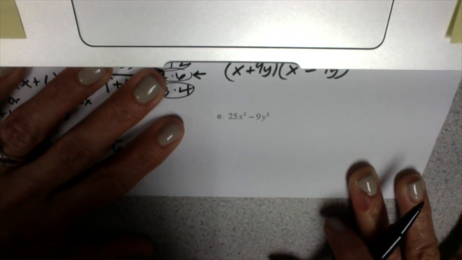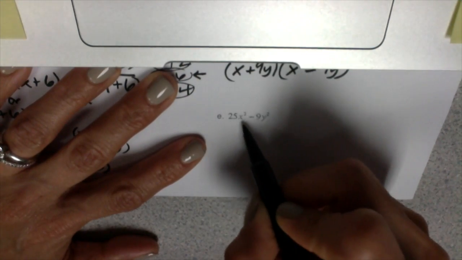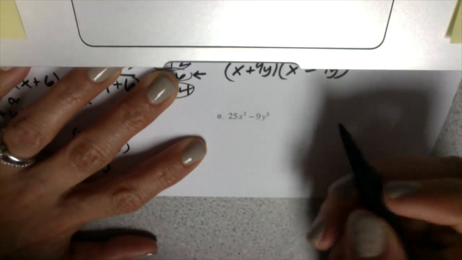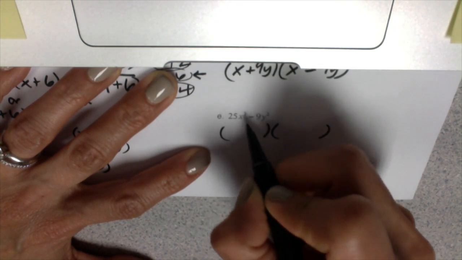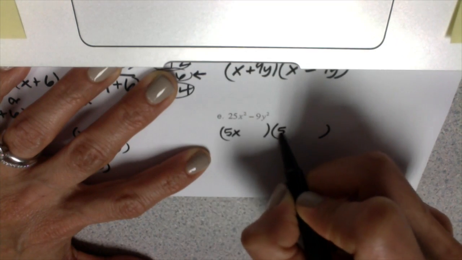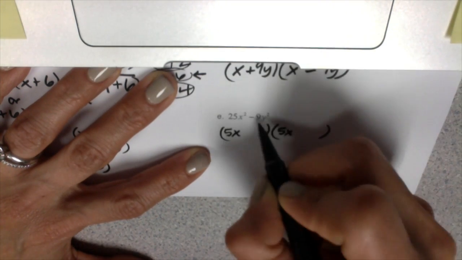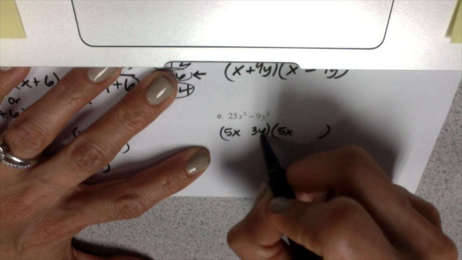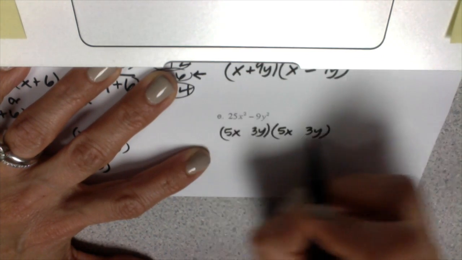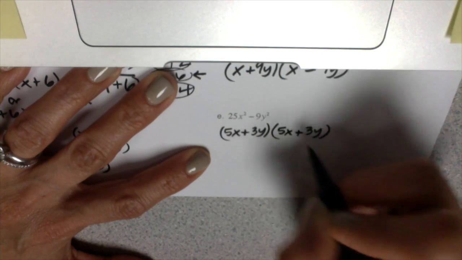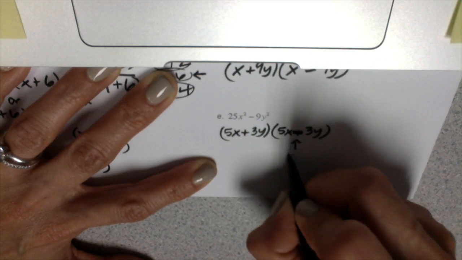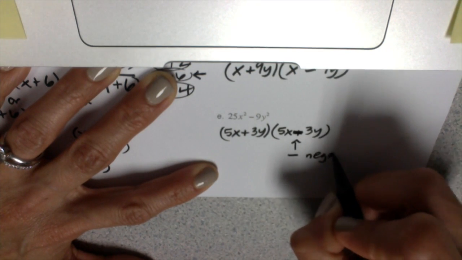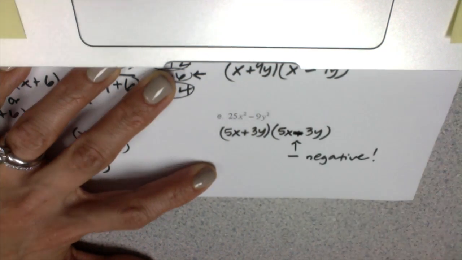Okay, last one on this page. It says 25x squared minus 9y squared. So we'll do the two parentheses. We say what times what is 25x squared. So we'll go 5x and 5x. What times itself is 9y squared. We'll go 3y, 3y. And again, to factor, you're going to use one positive and one negative. Again, that is a negative.